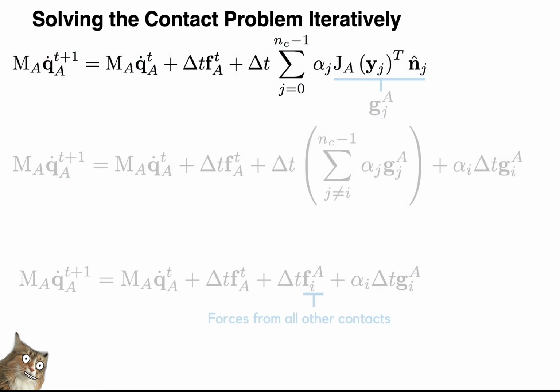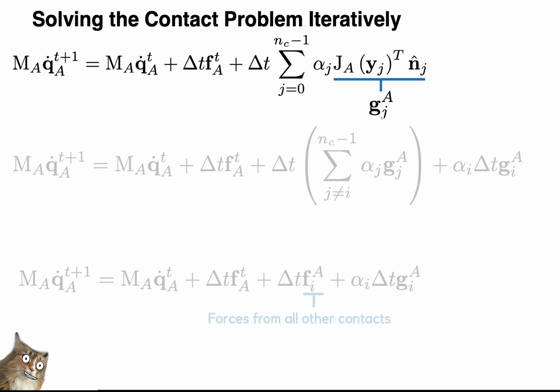We start with the contact-aware dynamics equation for object A, and remember that this is object A for our ith contact. And to make things a bit more concise, we will condense our Jacobian transpose multiplied by the contact normal into the 6 vector G sub J A. Note that this vector is different for every contact in the object, as both J and n hat can change on a per contact basis.